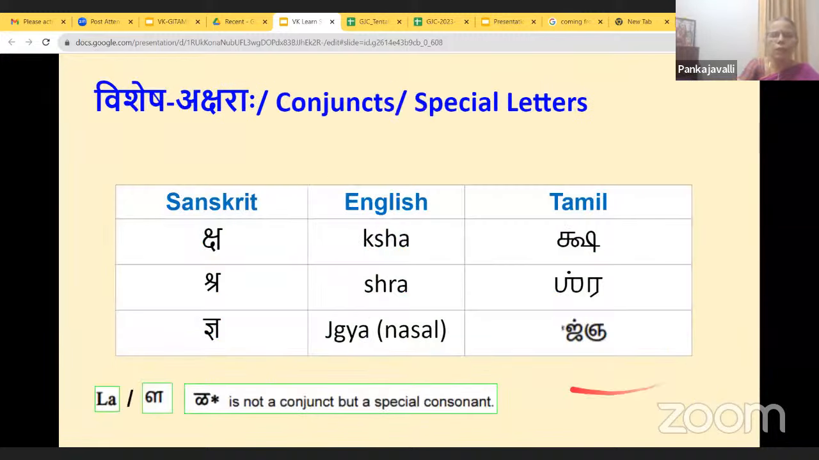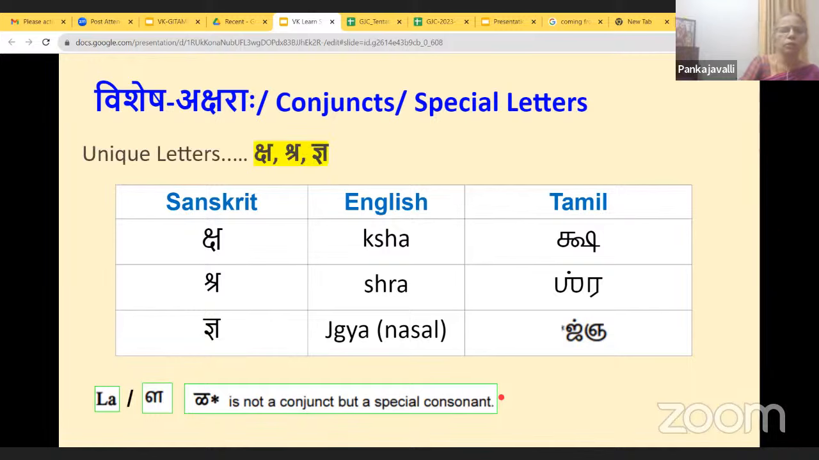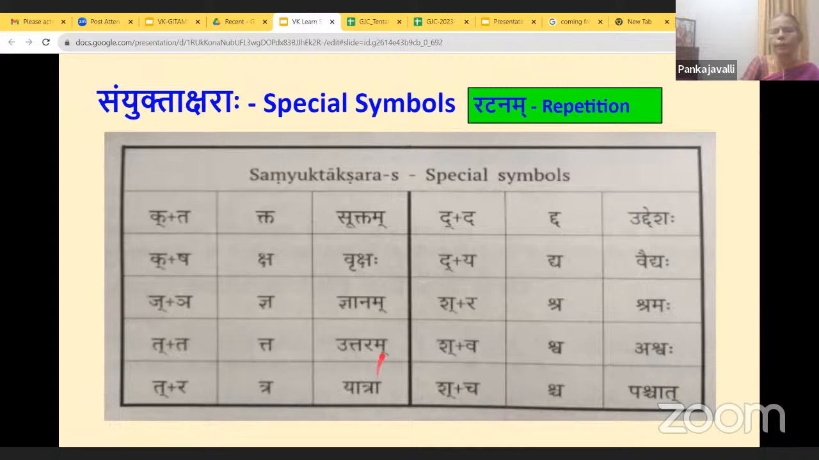So, these are the special letters. Ksha, ik plus sha. Shtra, ish plus ra. Nya, ig plus nya, so nasal sound. Nya, nya, cha, cha, ja, ja, nya. So that only becomes nasal, it comes here. And there is no la for us in our special, it's only a special consonant, it's not a conjunct. We don't have it in our regular day-to-day Sanskritam. So, now I want you to repeat these letters. I'll tell them once. I want two, three people to recite everything.